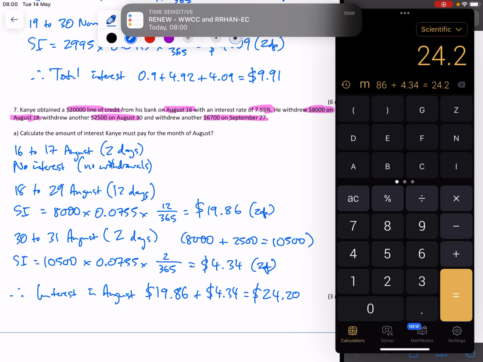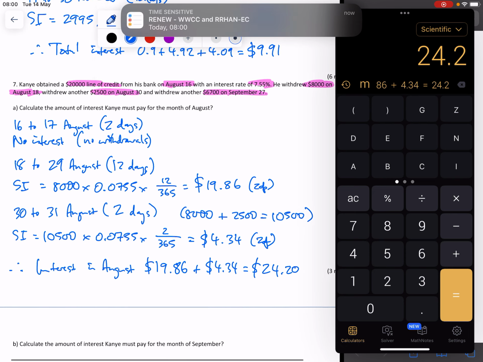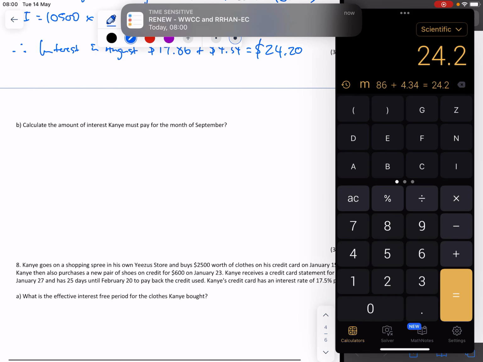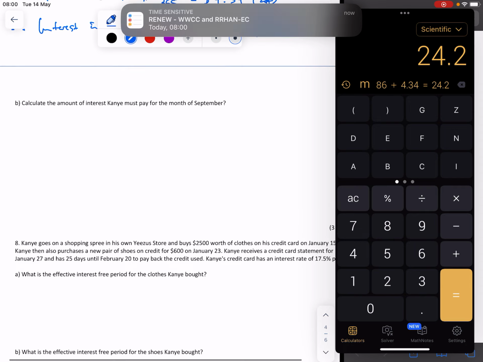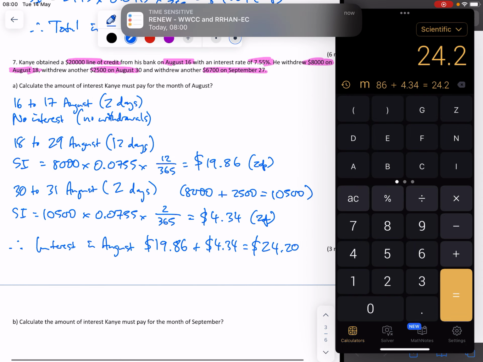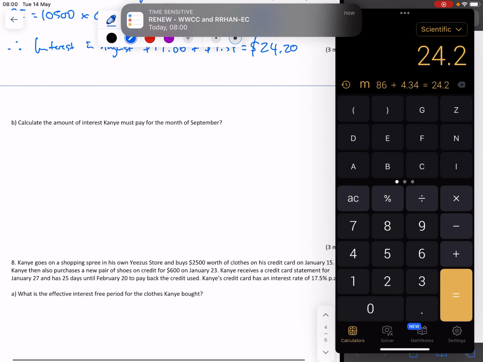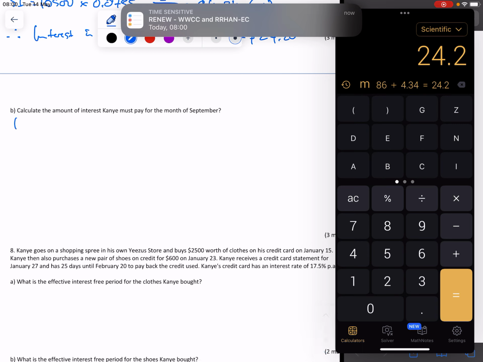It's question 7A. B, calculate the amount of interest Kanye must pay for the month of September. He withdrew another $6,700 on September 27th. So 1 September to 26th September. 1, 2, 3, 4, 5, 6, 7, 8, 9, 10, 11, 12, 13, 14, 15, 16, 17, 18, 19, 20, 21, 22, 23, 24, 25. That's 26 days.